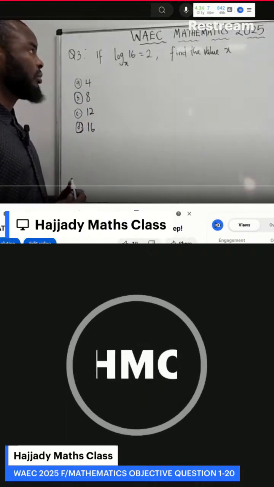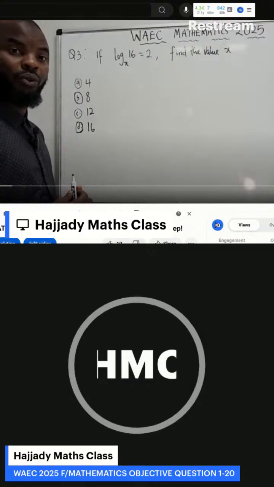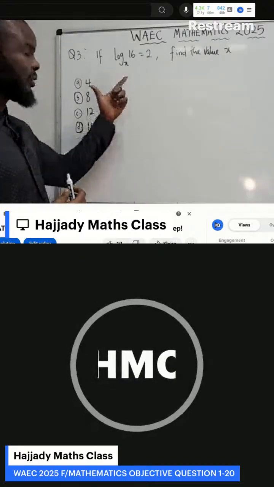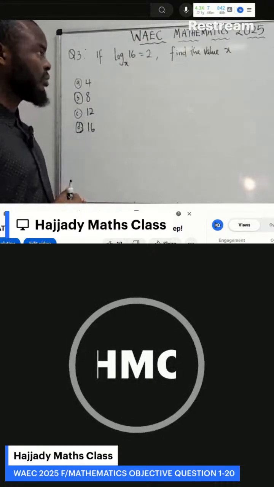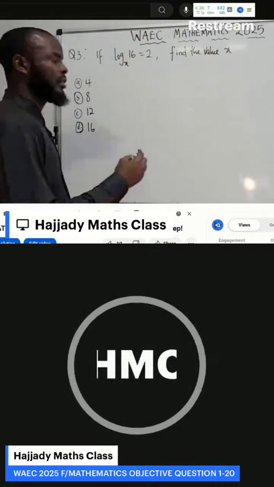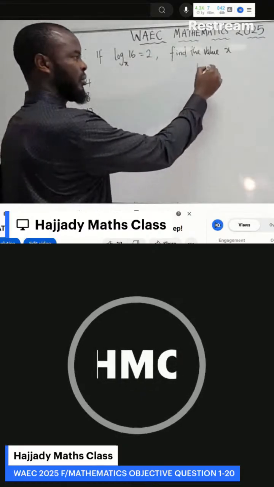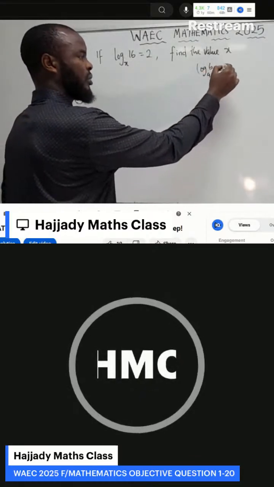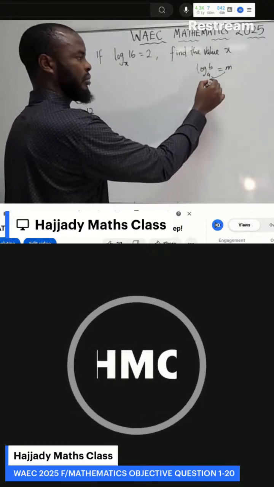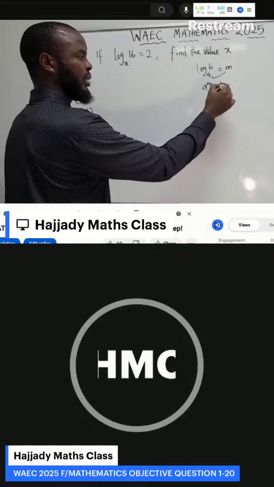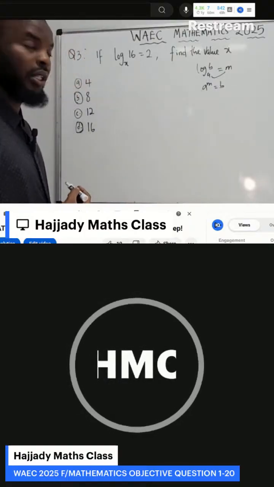Number 3 of the past questions of WAEC 2025. And this is one of the easiest questions. It says log 16 to the base of x equals 2. Find the value of x. There's a rule of logarithm that says that if you have log b to the base of a equals m, then you can say that a to the power of m equals b. We are going to use the same rule here.